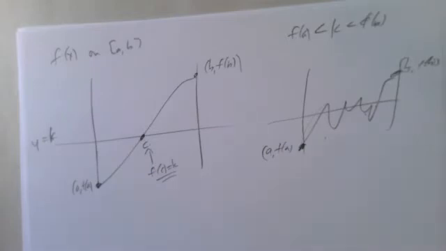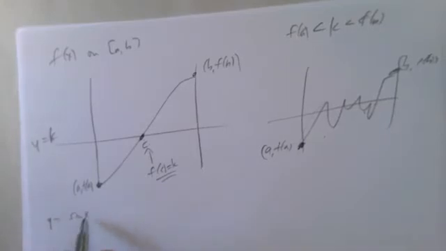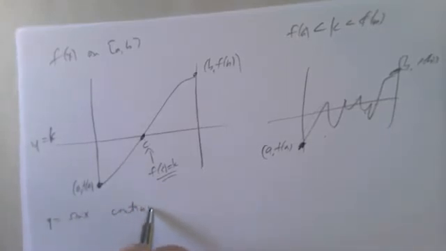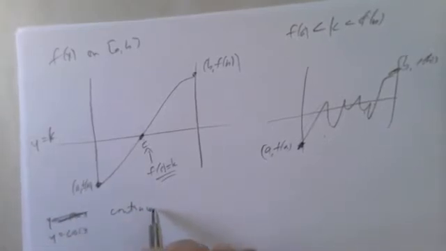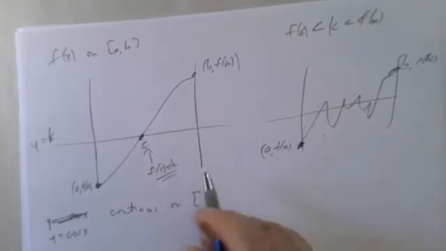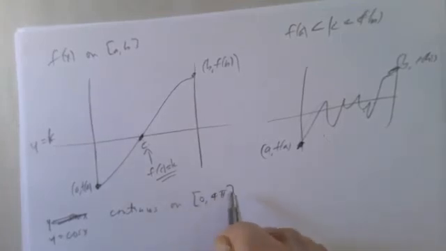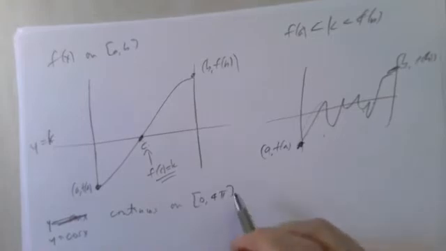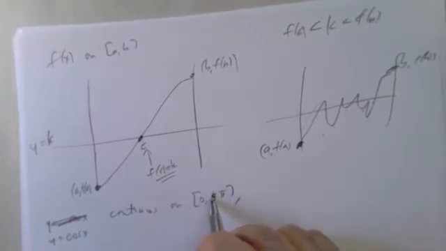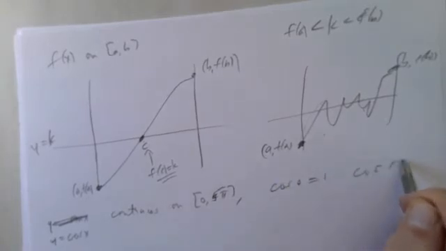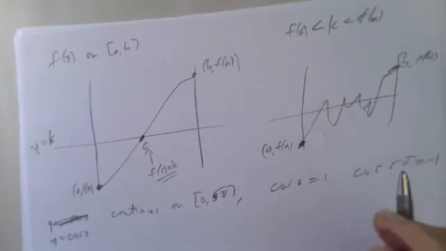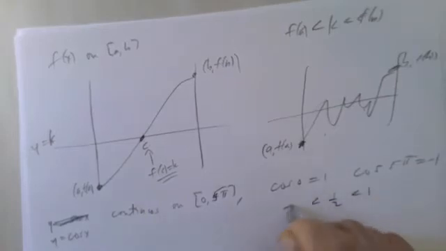Like if you had the function y equals cosine x, which is continuous on the interval from 0 to 5 pi. So the cosine of 0 is 1. The cosine of 5 pi is -1. Suppose I pick a number like a half, which is between 1 and -1.